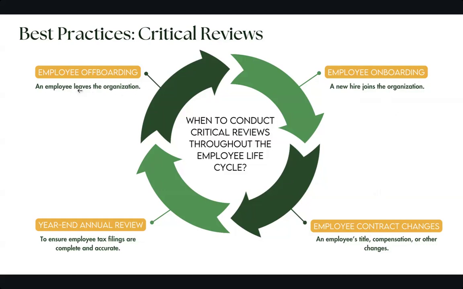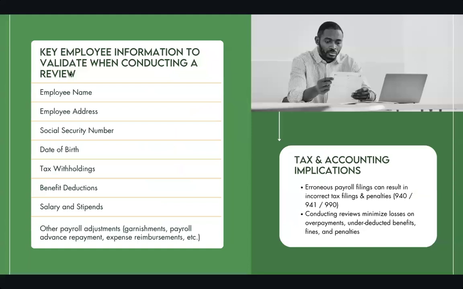review right before tax filing, so every year before January 31st. And then the last one is anytime an employee is off-boarded, making sure that their final payroll record and HR personnel file is complete and accurate. So here's some information to review specifically and validate, making sure that this is complete each time you do a critical review.